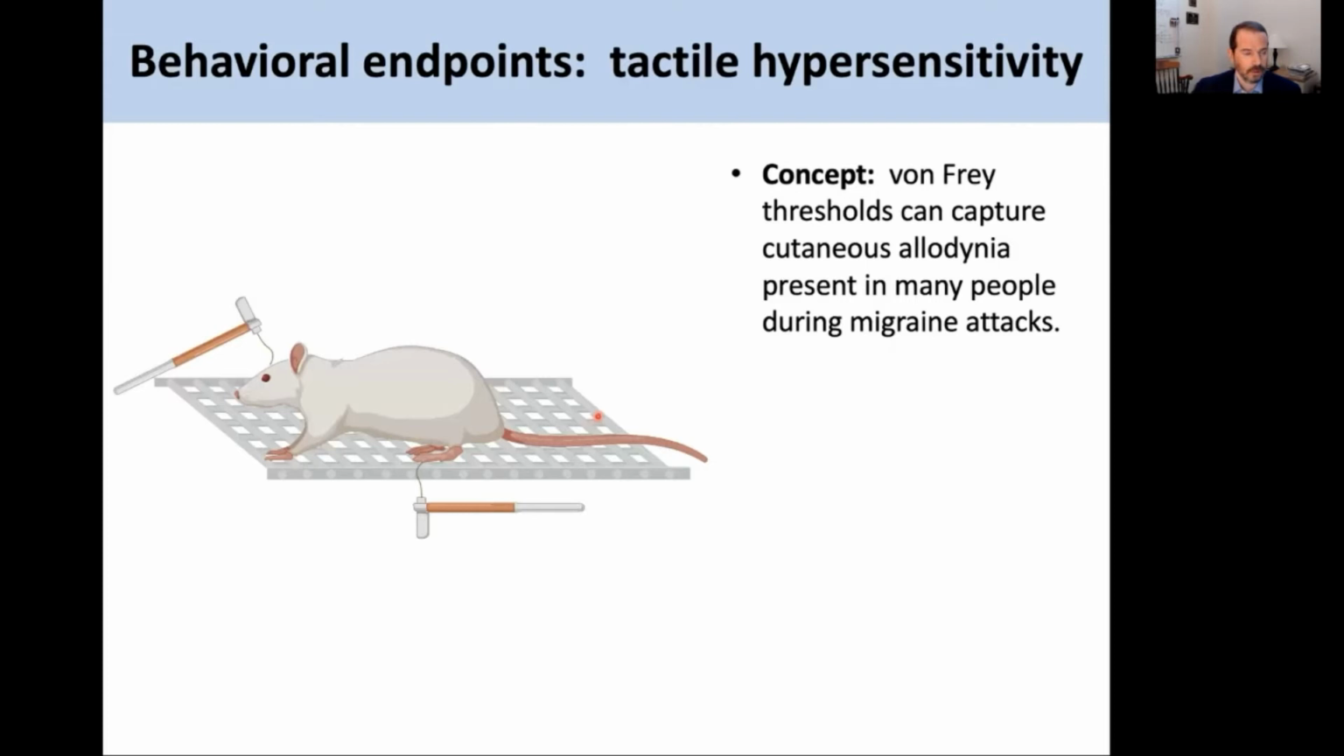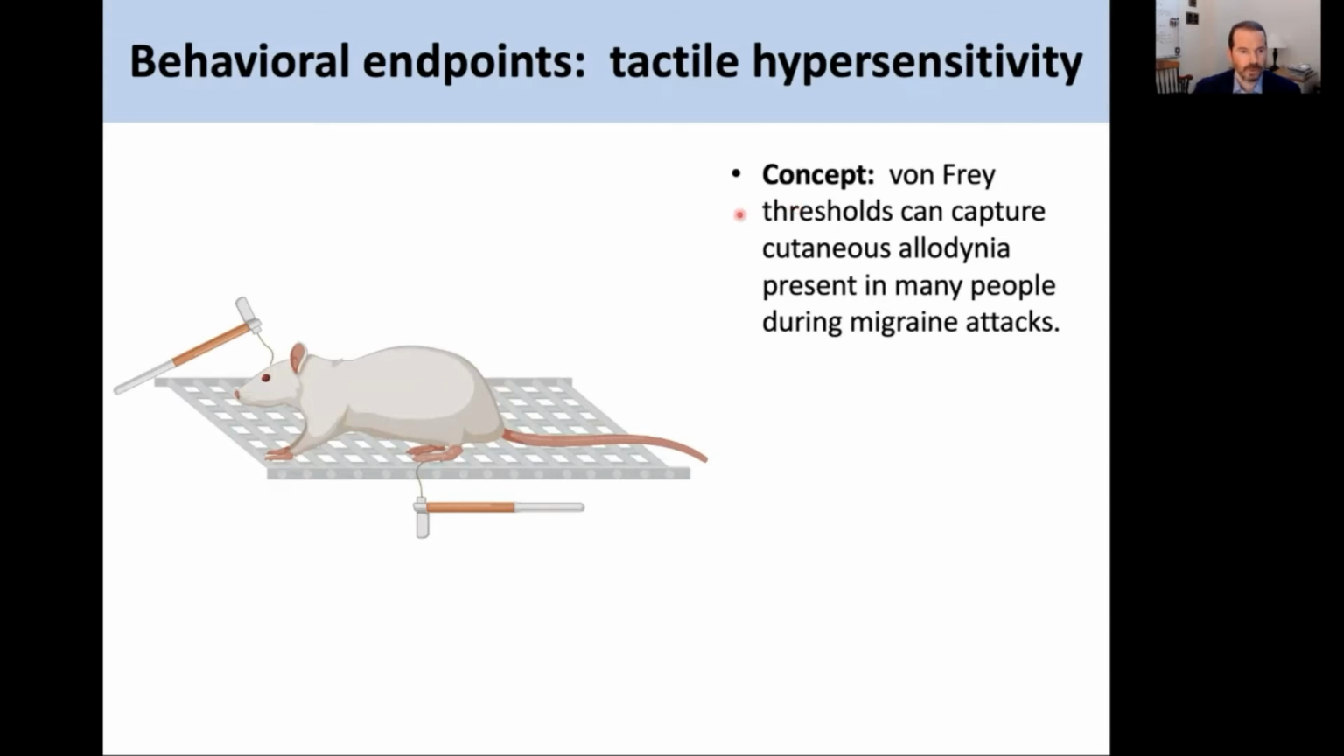Starting off here is a rat, in this case placed on a mesh floor, and this would be inside of a chamber ideally. One could use von Frey filaments on the paws or more commonly in the periorbital region to test cutaneous hypersensitivity or cutaneous allodynia in these animals. The way that I'm going to organize these slides is I'm going to talk about the concept behind why this is used in animal models first. I'll tell you a pearl about the use of that model, and then I'll tell you a pitfall associated with the model.